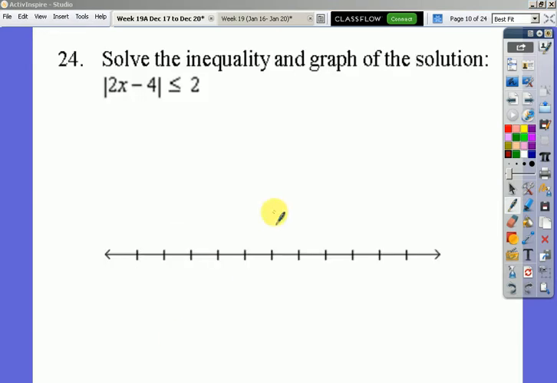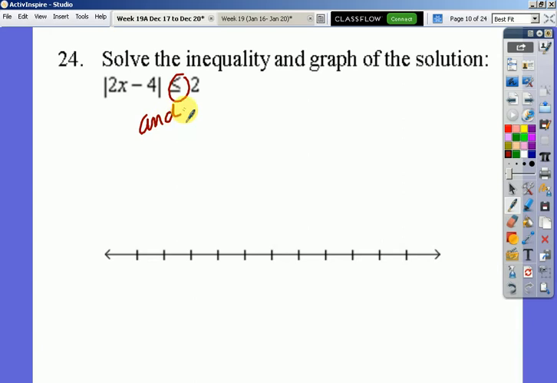Okay, this says solve the inequality and graph the solution. This is tricky because anytime we're dealing with absolute values and inequalities, meaning less than, greater than, less than or equal to, greater than or equal to, we have to figure out if it's an and or an or. So we're going to use what I taught you in the previous slide. If your inequality is facing away from the absolute value, what did I say that was? An and or an or? An and. Right. So this inequality is facing away from the absolute value, so it's an and.